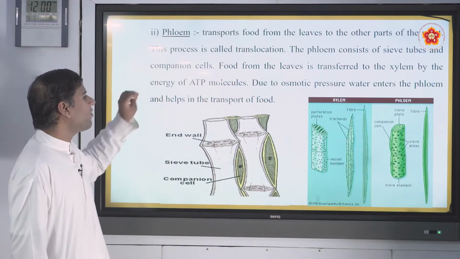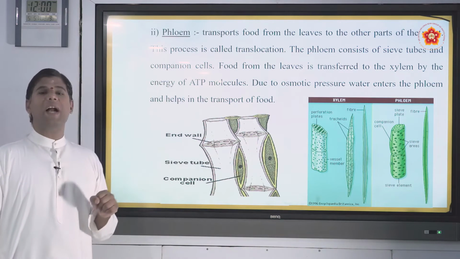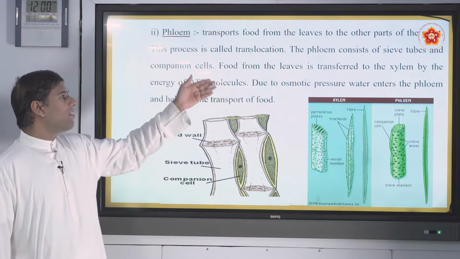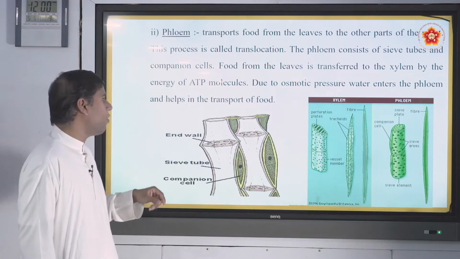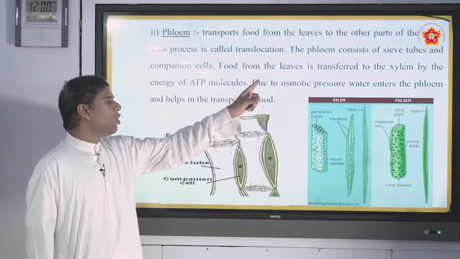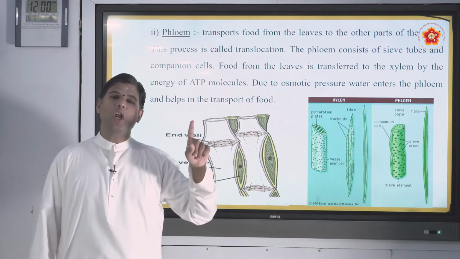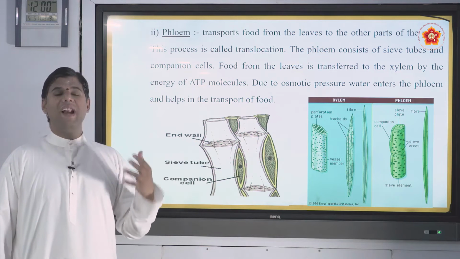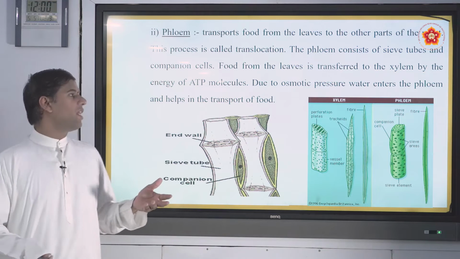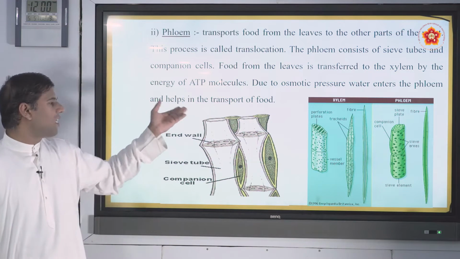Now coming to the phloem, it transports food from the leaves to the other parts of the plant, and this process is called translocation. The phloem consists of sieve tubes and companion cells. Food from the leaves is transferred to the other parts with the energy of ATP molecules. As we have ATP molecules in our body, the same thing is followed in plants. And due to osmotic pressure, water enters the phloem and helps in the transportation of the food.